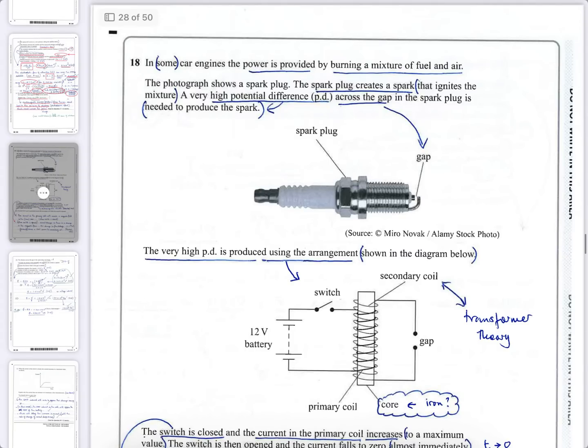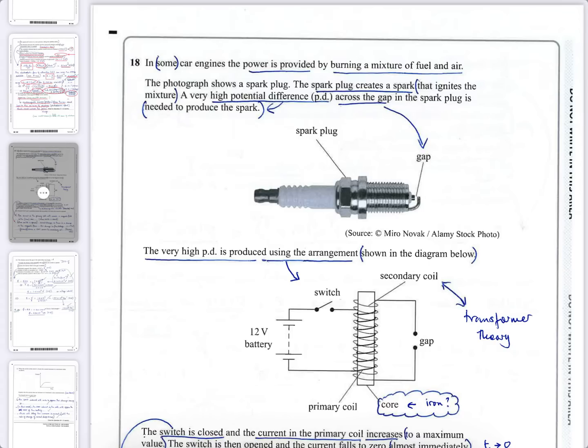Okay, so without further ado, let's get into question 18, just about electromagnetic induction. It says in most car engines, petrol engines, the power is provided by burning a mixture of fuel and air, and the photograph shows a spark plug, and that spark from the spark plug ignites the fuel-air mixture.